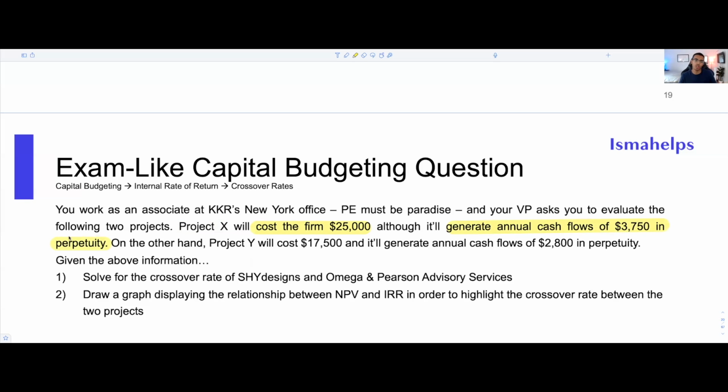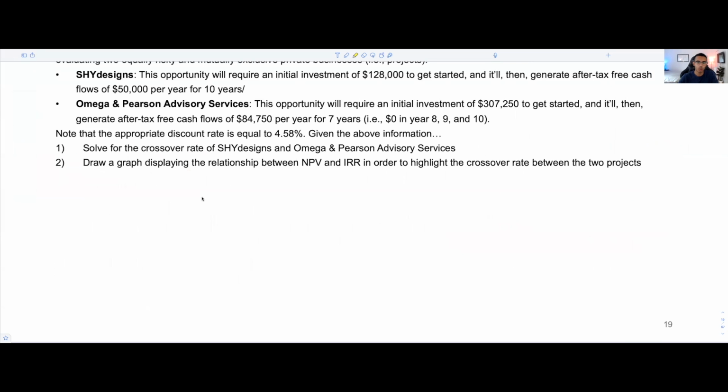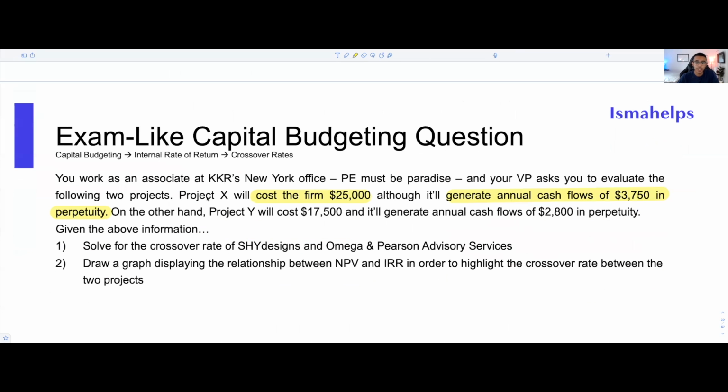That's pretty awesome news. On the other hand, Project Y will cost $17,500 at onset, and it'll generate annual cash flows of $2,800 in perpetuity. Now, given the above information, you have requirement 1 and requirement 2.